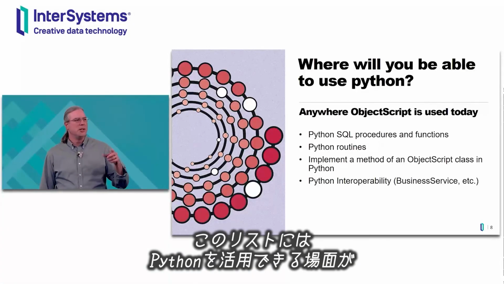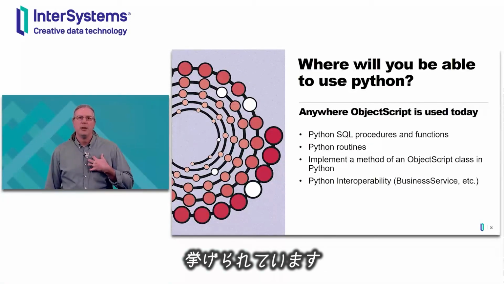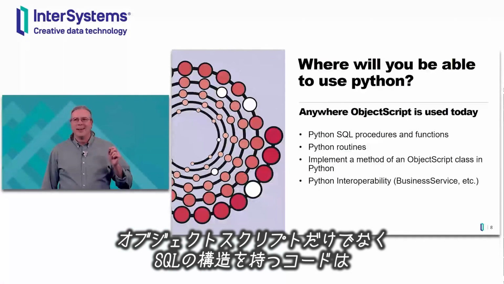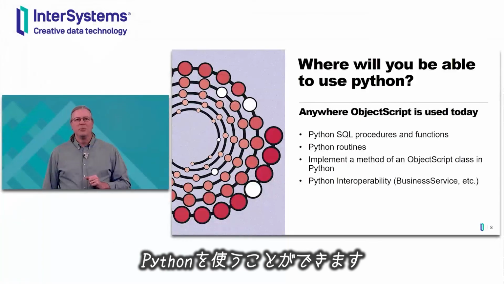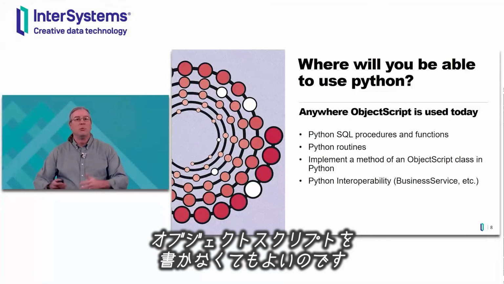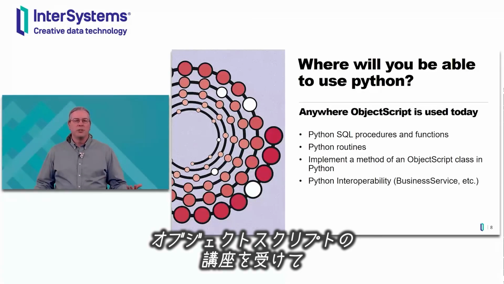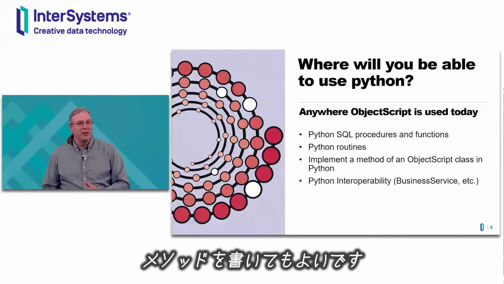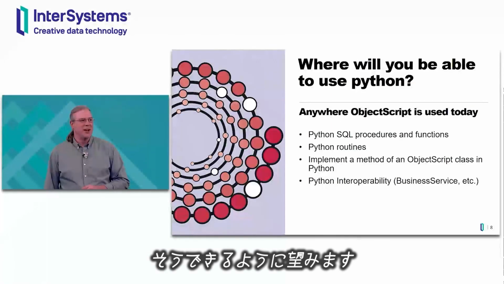On the list here, you'll see a number of areas that we've thought of that we would like to see Python brought on board. I have another session later in the week that is about using SQL and having all the code-bearing structures of SQL be able to use Python and not just ObjectScript. You can also use Python routines, so write no ObjectScript if you want to. Maybe you want to take an ObjectScript class and have some of the methods in ObjectScript and some of them written in Python. We're hoping to be able to do that as well.